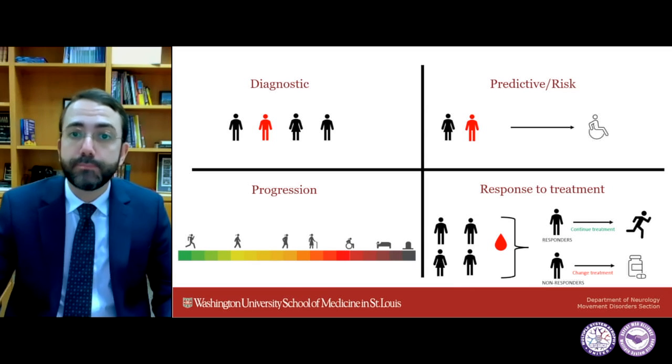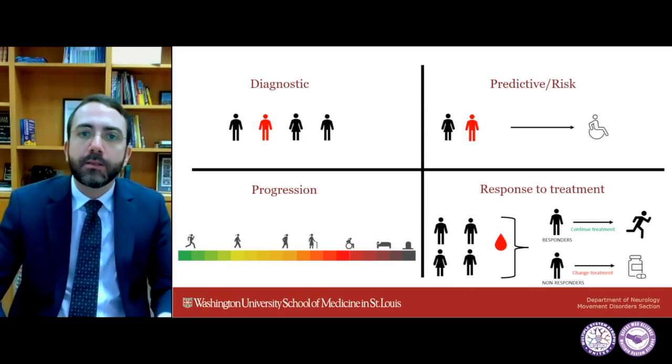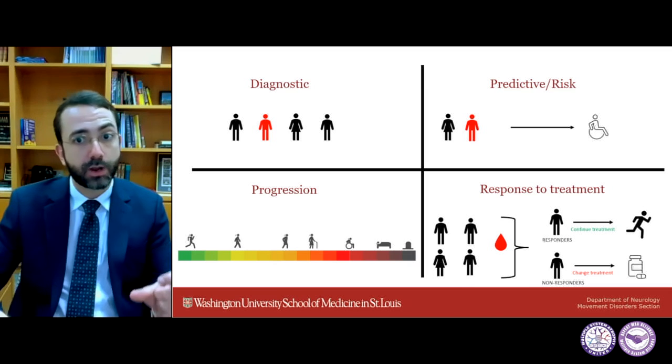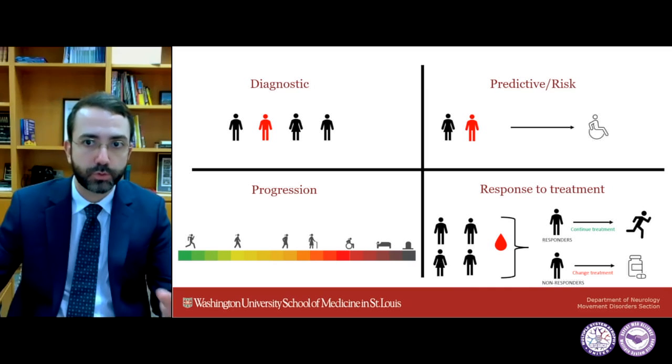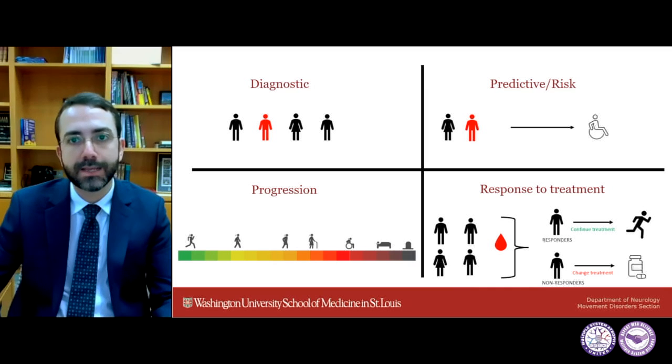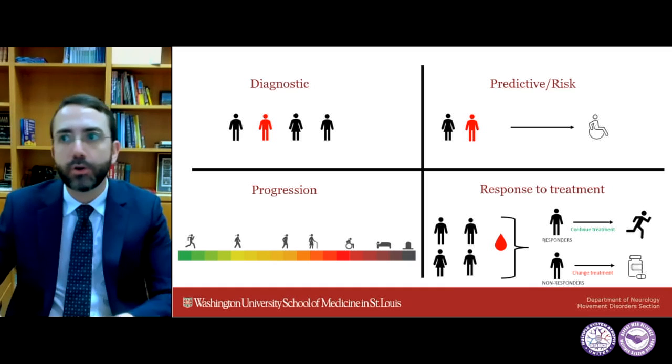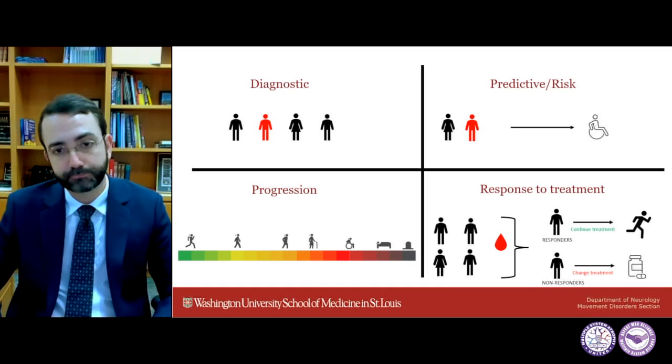A biomarker can also be predictive, meaning you can look at patients prior to the development of symptoms, and you can try to identify which of those patients are going to develop MSA in the future. So we're actually looking before they have any symptoms and trying to understand which patients are actually going to develop the symptoms later on, perhaps years later.